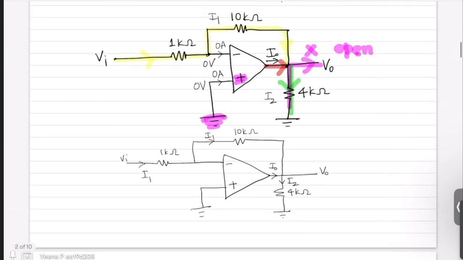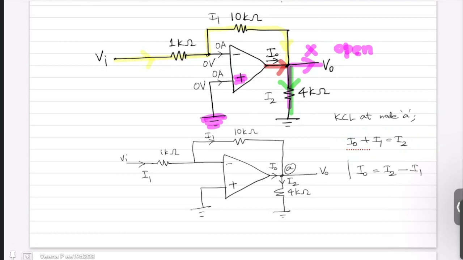We have to find what? We have to find I0. Now if you apply Kirchhoff's current law at this node, say A, the incoming currents are equal to the outgoing currents. That means the incoming currents, which are I0 and I1, are equal to the outgoing current I2. So this is the KCL equation at node A. This gives you I0 as I2 minus I1.